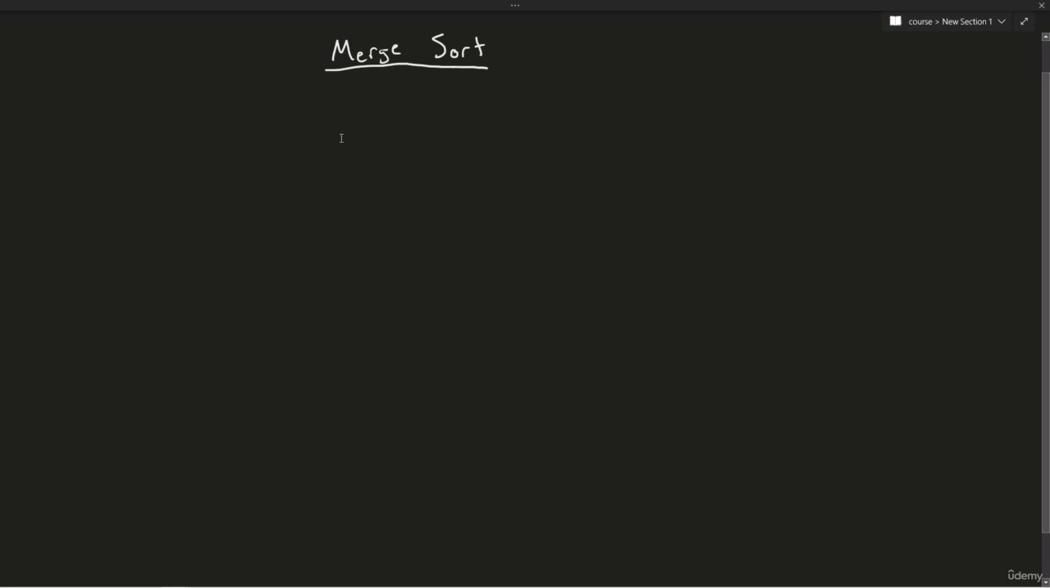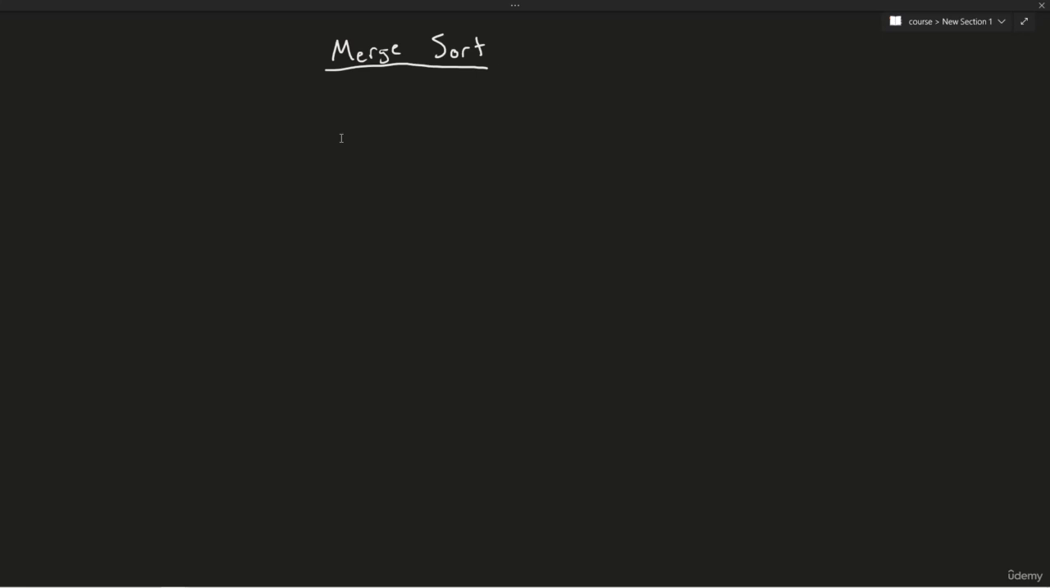In the previous lectures, we have talked about selection sort and bubble sort, two of the easier sort methods that we can learn about. So now we're going to up the difficulty a little bit and begin talking about merge sort. And merge sort is an algorithm that is considered to be an example of divide and conquer.